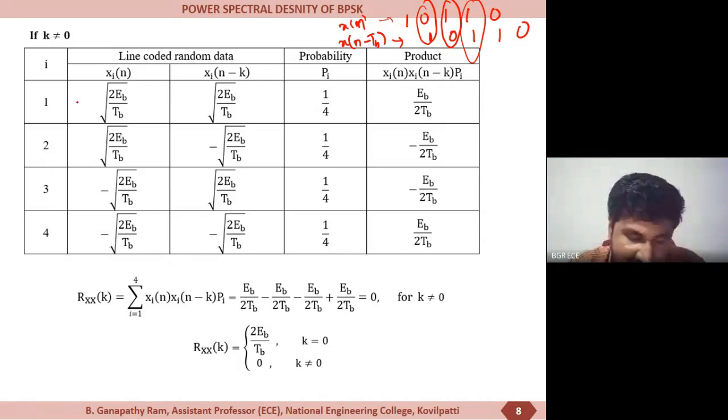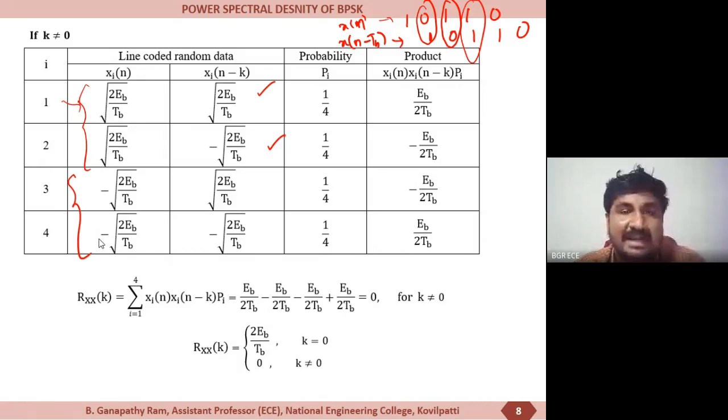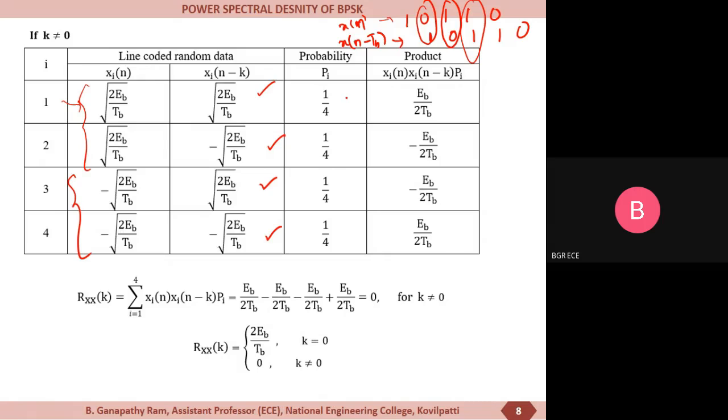So the possibilities are, if it is square root of 2EB by TB, it may either be square root of 2EB over TB or minus square root of 2EB over TB. Similarly, if xi of n is minus square root of 2EB over TB, then xi of n minus k, the shifted version, may either have square root of 2EB over TB or minus square root of 2EB over TB. As we are having 4 different possibilities, the probability of each function will be 1 by 4.